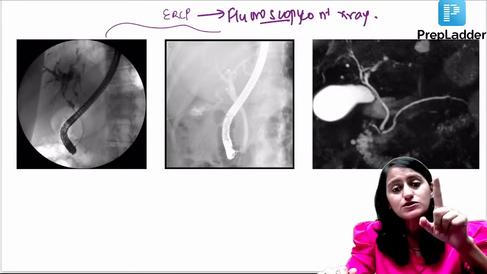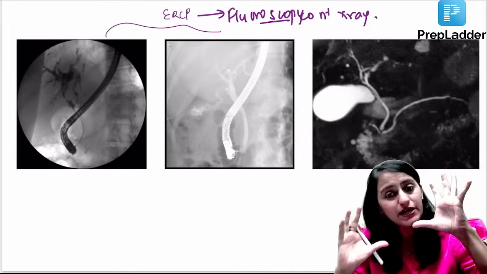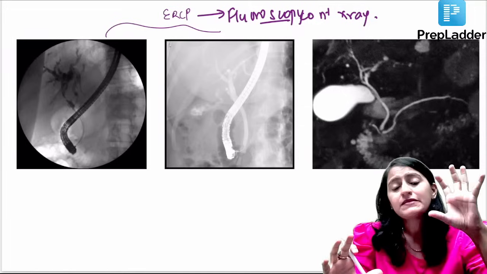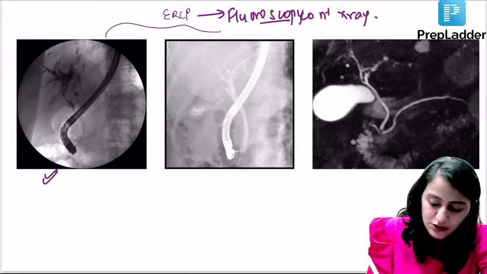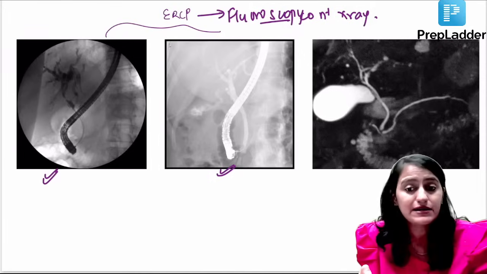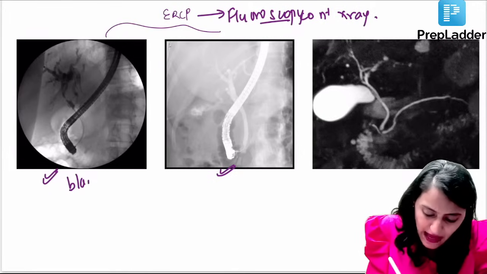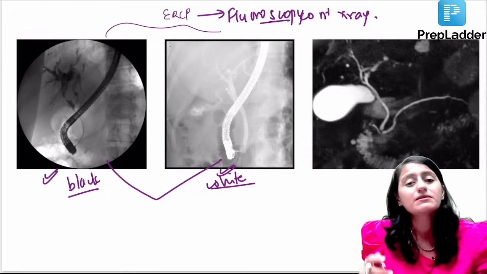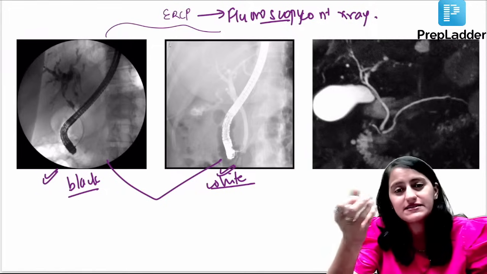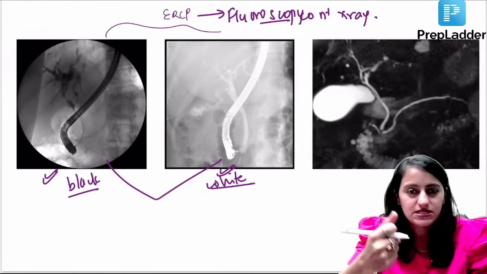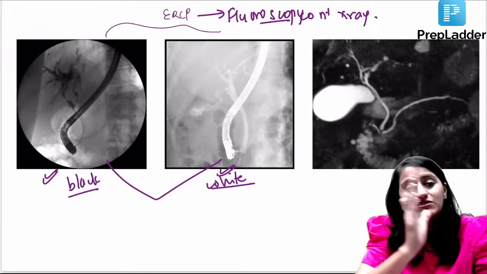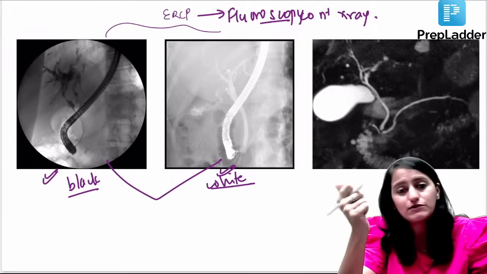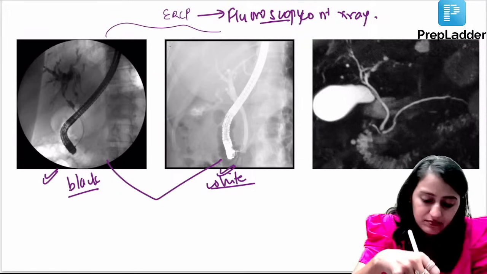Fluoroscopy is an investigation where you get a video of the X-ray, and the images can look black or they can look white. So remember that all your contrast X-ray studies done under fluoroscopy, like even HSG and IVP, can have black appearing contrast and they can have white appearing contrast as well, right?